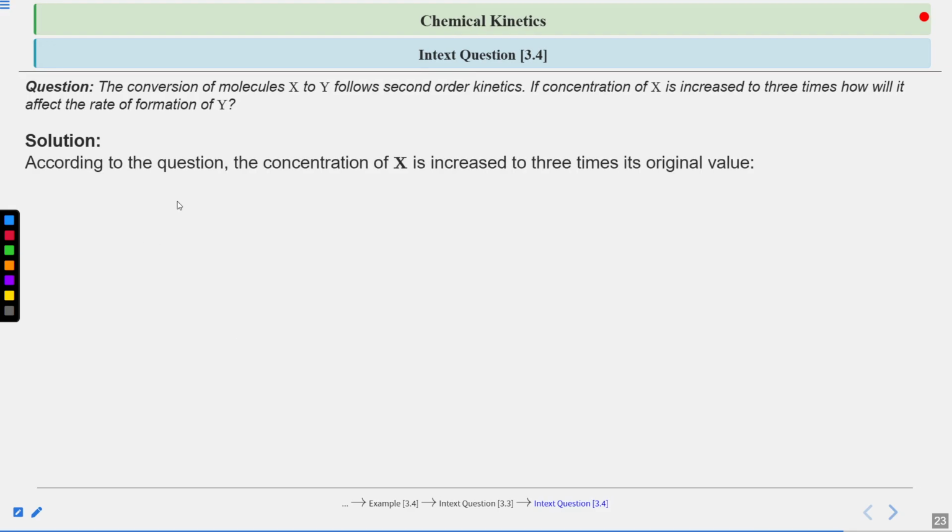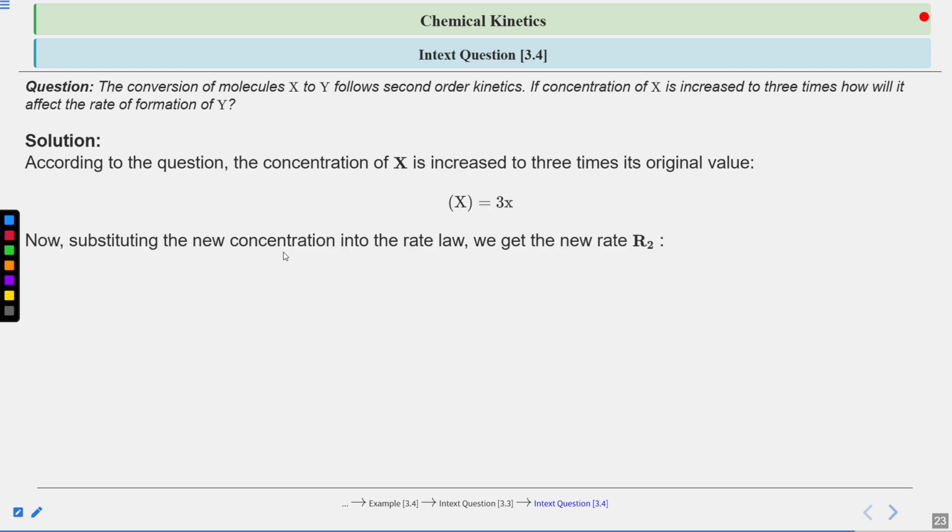Now, according to the question, the concentration of X is increased to 3 times its original value. So if the concentration of X is increasing to 3 times its original value, the X concentration will become 3x, because the initial concentration of X we have taken as x. So after the increase, the X concentration will equal 3x.